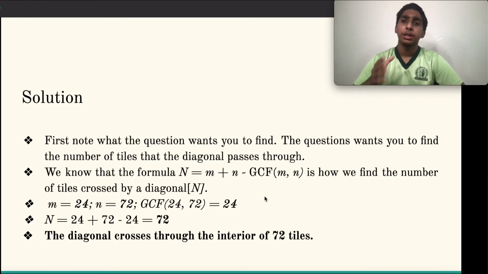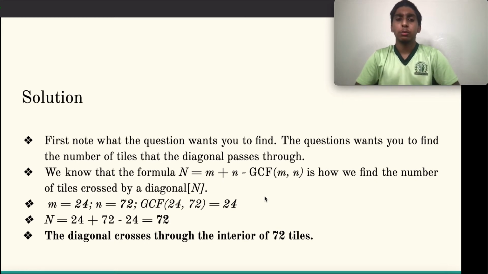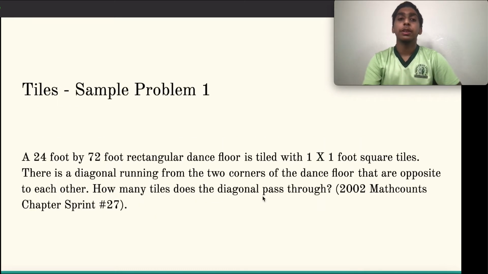If we want to find how many tiles are crossed by a diagonal, we simply use this formula, m plus n minus GCF of m and n. So that's how we figured out what formula to use. But now that we figured that out, we've got to figure out what our m is and what our n is. We're given the dimensions 24 foot and 72 foot. It doesn't matter which is m and which is n. Just be consistent with your use. By this I mean, if you say m is equal to 24, throughout that problem, your m should be equal to 24. Every single place they ask you to plug in m, it should be 24.